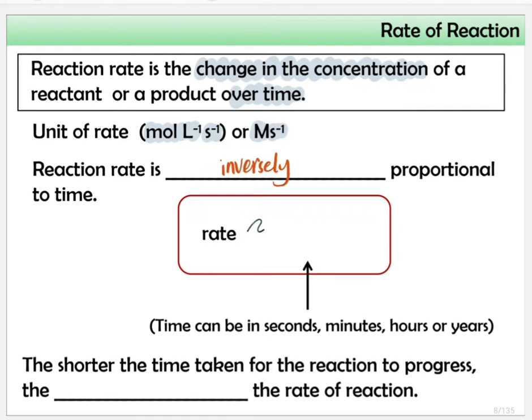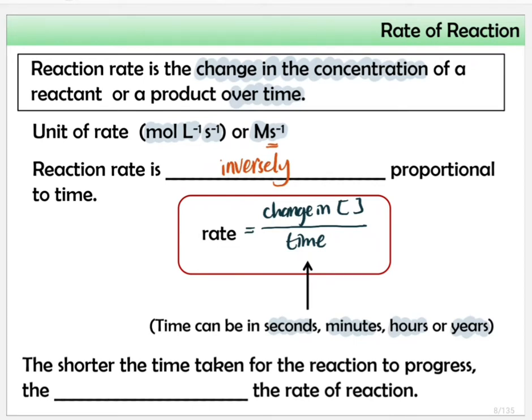Jadi kita juga boleh tulis rate equals to change in concentration, okay, sama ada reactant ataupun produk over time. Okay, so kalau kita tengok dekat unit, the unit for time using is second. Jadi actually time is not necessarily in second. Could be in second, could be in minute, hours, or even years. Okay, sebab macam saya cakap tadi, ada reaction yang lambat, okay, baru kita dapat produk. Okay, ada yang cepat dah dapat produk. Jadi ada reaction yang makan bertahun-tahun, okay, baru kita boleh dapat produk. So time is also can be in year.